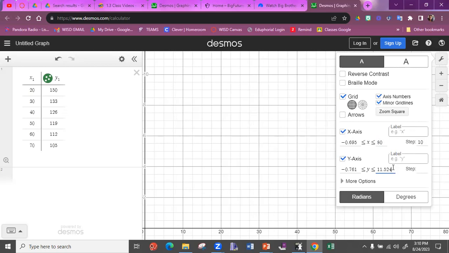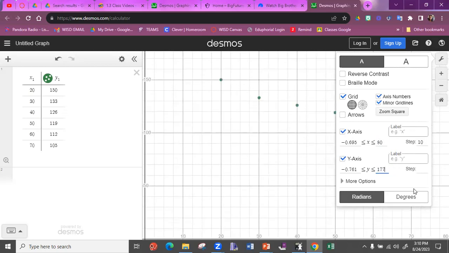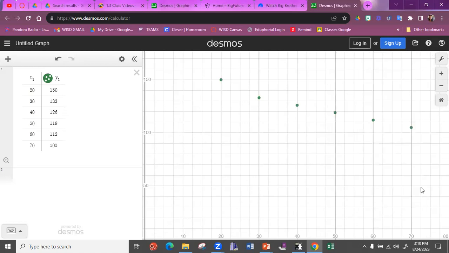177? Is that what we said? Yeah, it works. And now, do I see my points? Yes, I do. I adjusted my windows in order to see my scatter plot.